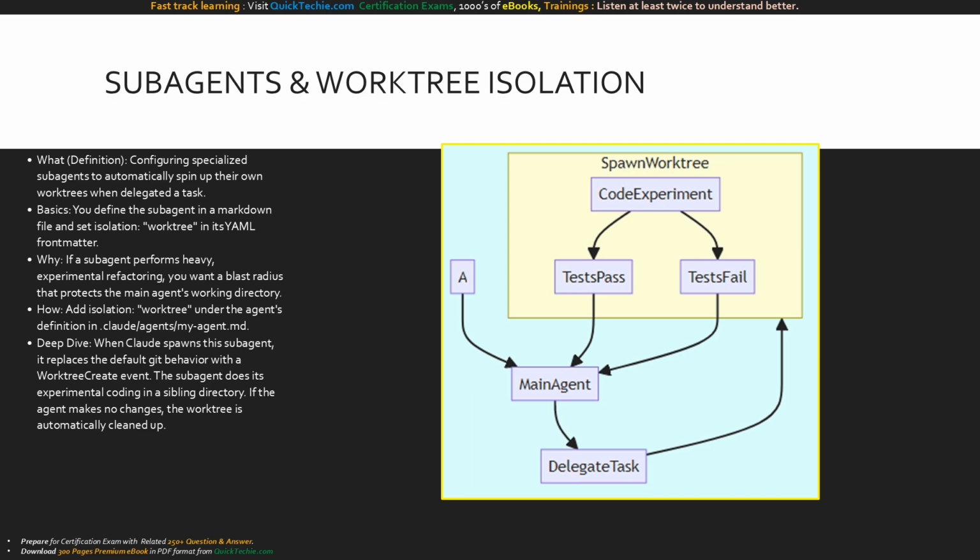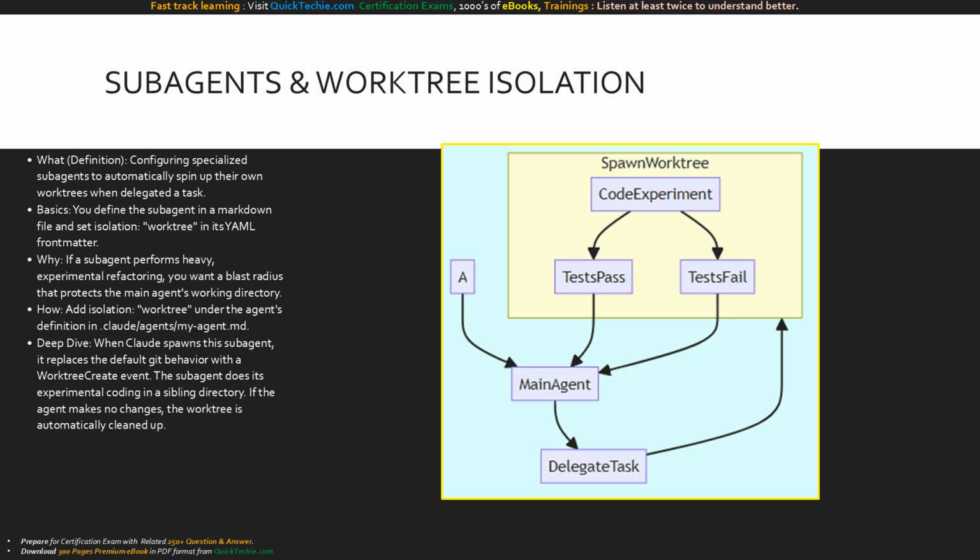For our deep dive, the internal mechanics are fascinating. When the subagent spawns, Claude fires a WorktreeCreate event. The agent performs its coding in a sandboxed sibling directory. If the experiment fails or the agent makes no permanent changes, Claude is smart enough to automatically clean up and delete the worktree. This state diagram maps the lifecycle of an isolated subagent. The main agent decides to delegate a task that requires risky refactoring. Because of our configuration, it transitions to spawn worktree.